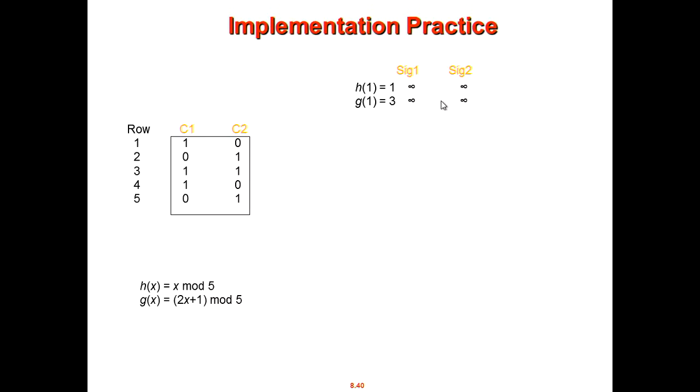Originally they are all set to infinity, right? Next we look at the first row. In the first row only C1 has value 1, and we need to get the index for the two hash functions. It's 1 and this is 3, right? So we have 1, 3 for the first column in the two signatures. The second row is only for the second signature, so it is 2 and 0. So we have 2, 0, right?